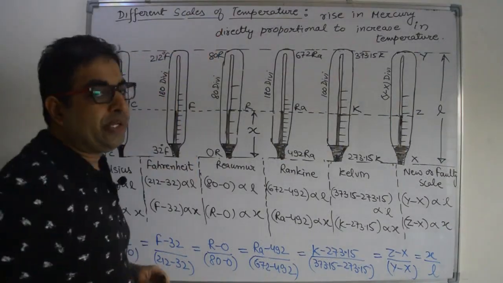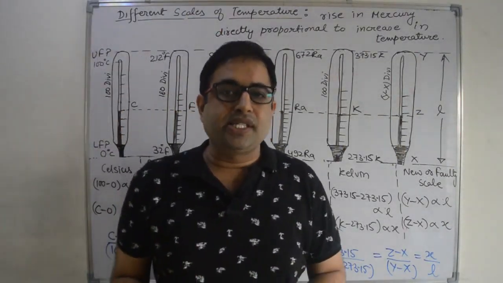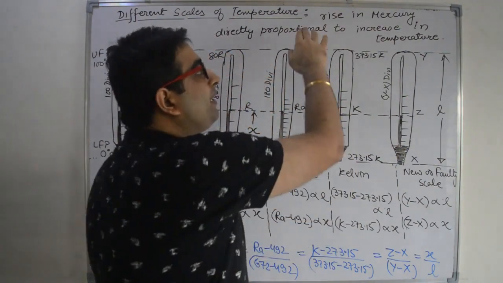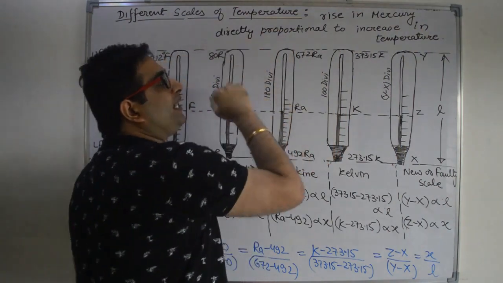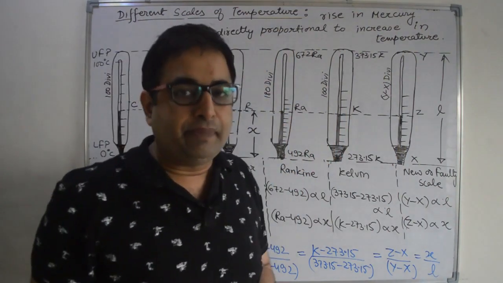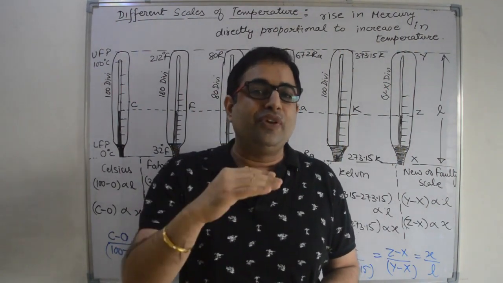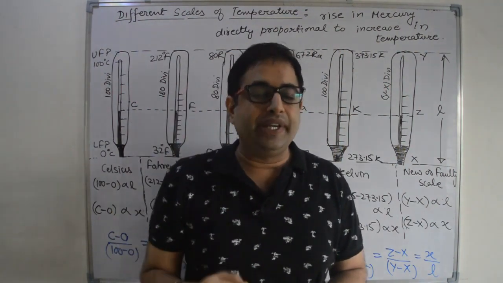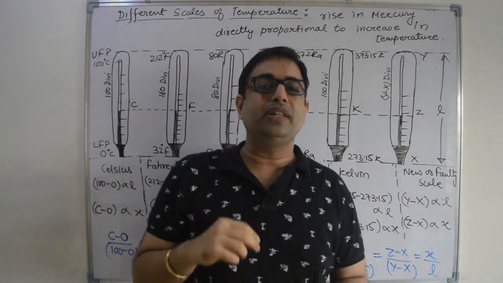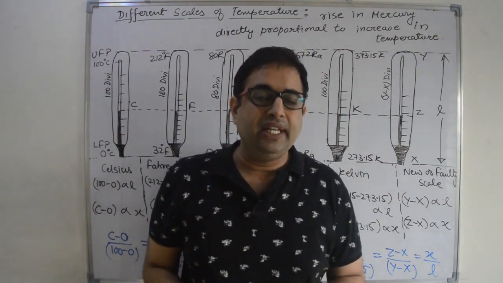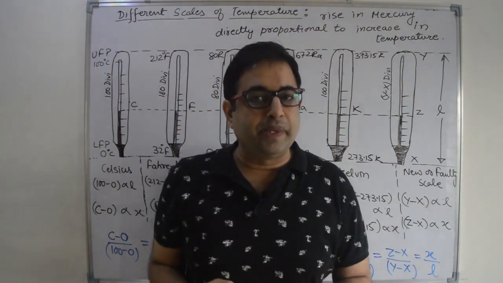Different scales of temperature. First, let us understand the concept behind the mercury thermometer. Rise in mercury level is directly proportional to the increase in temperature. If we increase the temperature of the mercury, the level of the mercury will also increase, right? It is based on expansion of liquids. We will see this point in detail in the topic thermal expansion.